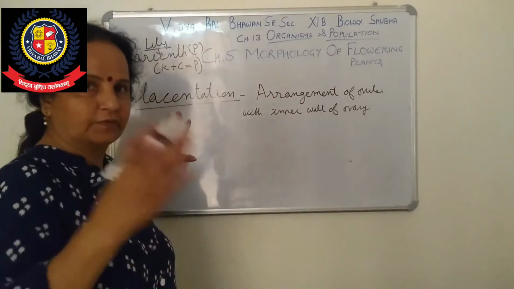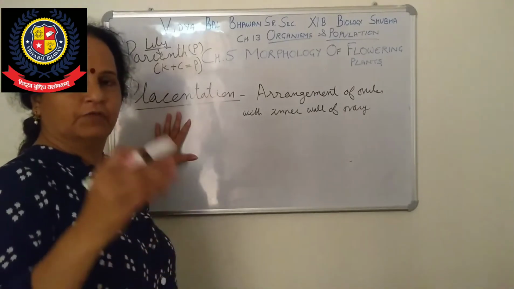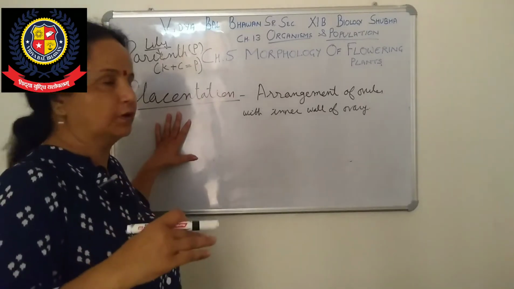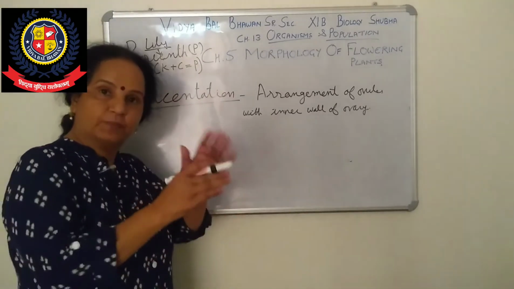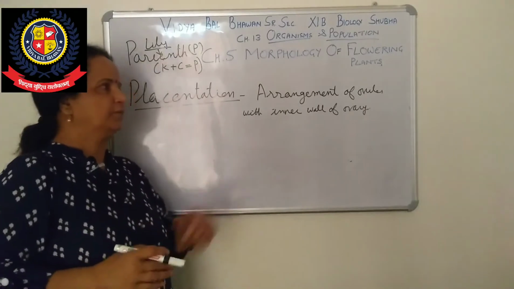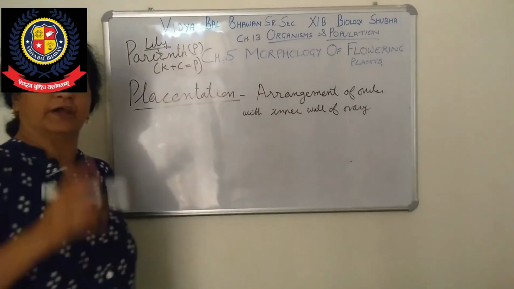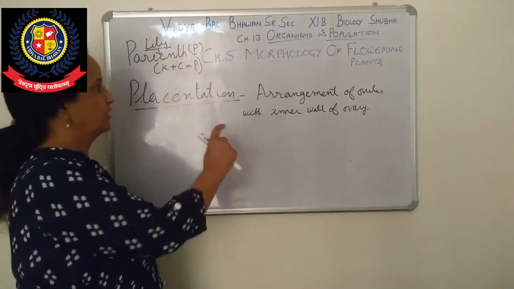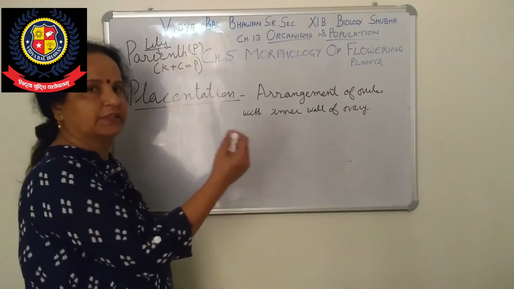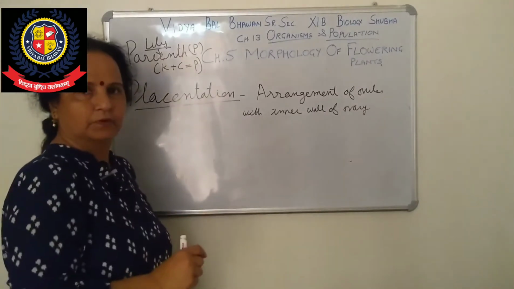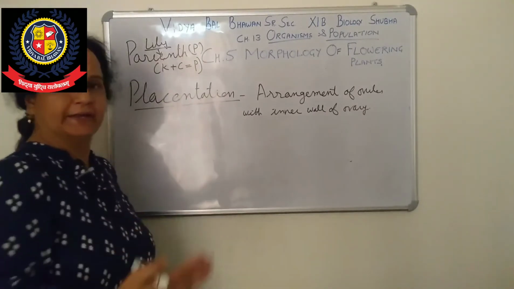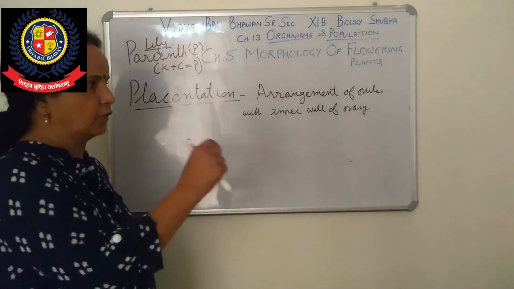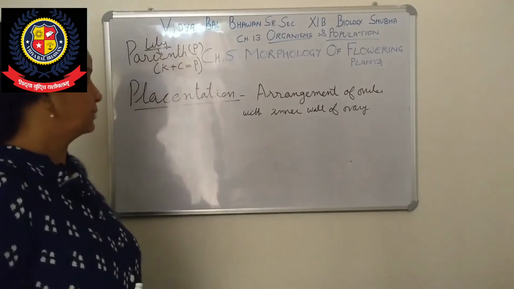As you know, we have seen the manners of estivation: valvate, twisted, imbricate. We did this in the previous session. That was the arrangement of petals and sepals. In the same way, here it is the arrangement of ovules attached with the inner wall of the ovary. That attachment is called the placenta. So the style or pattern in which ovules are attached with the placenta on the inner wall of the ovary is called placentation.